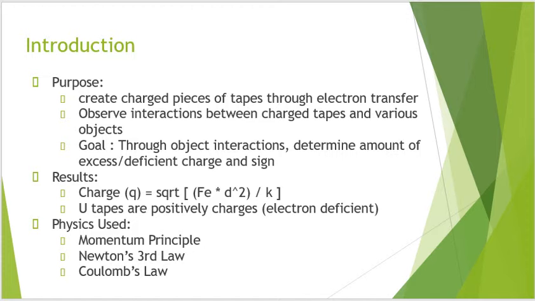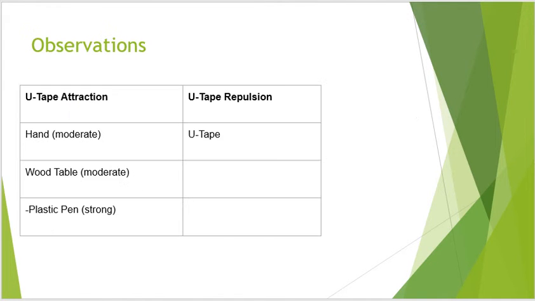My results showed that the charge of a piece of tape is equal to the square root of the electric force times the square of the distance between two charged tapes, all divided by K, Coulomb's constant. Interactions between the charged tapes and other objects revealed that the pieces of tape are positively charged. The physics principles used to come to the conclusions were the momentum principle, Newton's third law, and Coulomb's law.